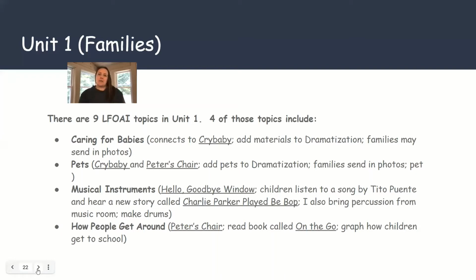I also go into our music room and bring in percussion instruments and we explore those. In some years, I've also used this time to make little homemade drums with them. Another topic for "Let's Find Out About It" in this unit is how people get around, which connects to Peter's Chair because he is walking from place to place. We read a book called On the Go and we graph how the children got to school that day.